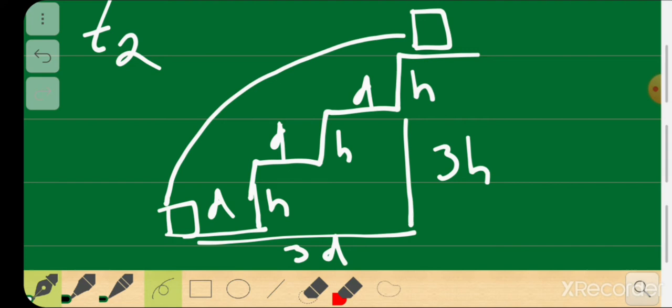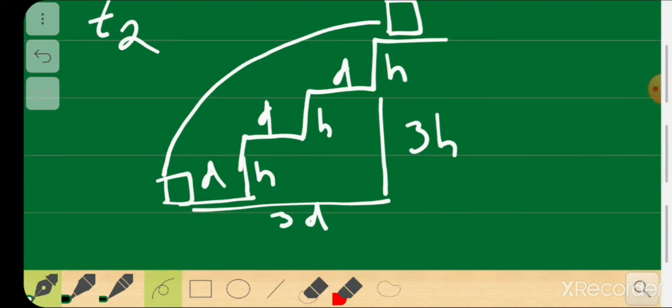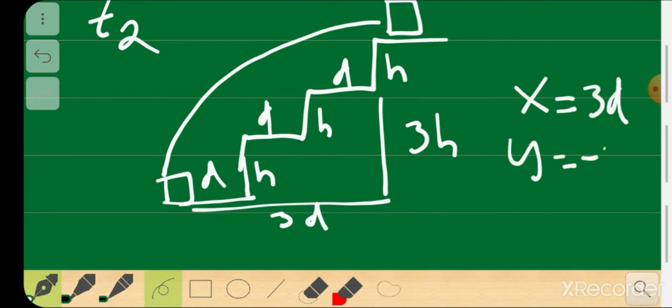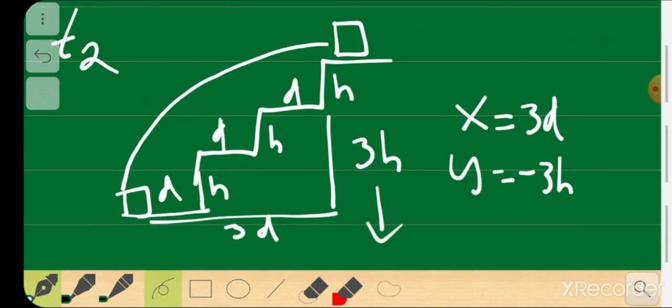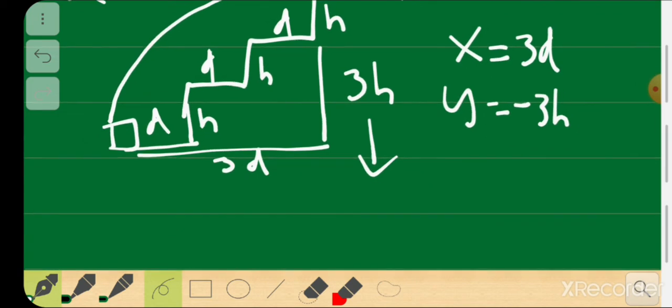Now the x distance is equal to 3d and the y distance is equal to minus 3h. Why minus 3h? Because our sign convention says whatever goes down is negative. So the y distance is measured downwards from this point, so it's a minus sign. The magnitude is 3h, but the sign is minus 3h. You have to follow the sign convention always.